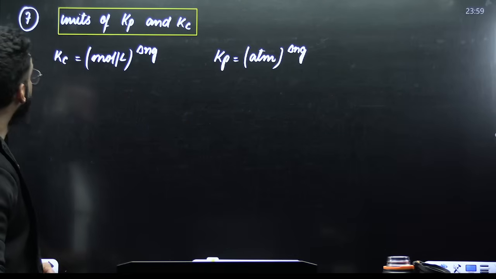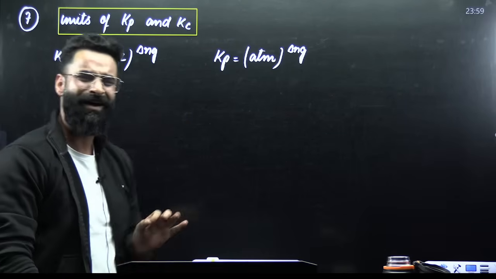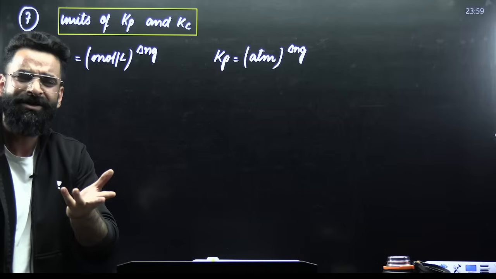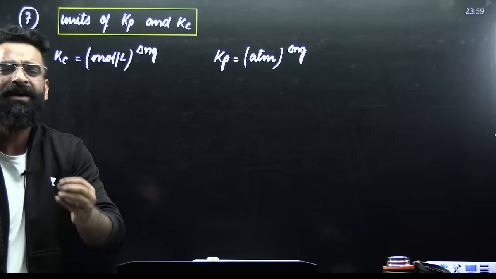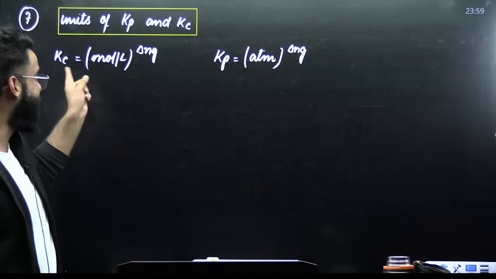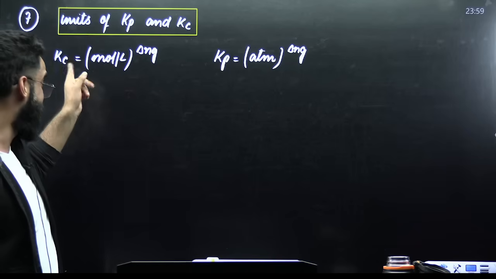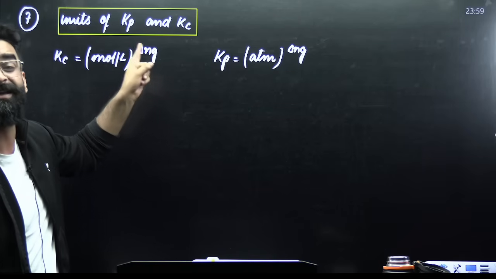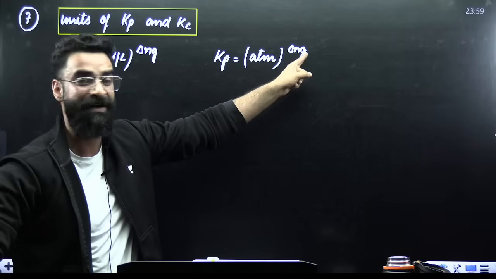Okay. Moving on to the 7th concept: units of Kp and Kc. Again, a simple question. They'll give you the reaction and they'll tell you what are going to be the units of Kp and what are going to be the units of Kc. Remember, Kc units for a gaseous reaction will be mole per liter raised by delta Ng. Kp units are atm raised by delta Ng.